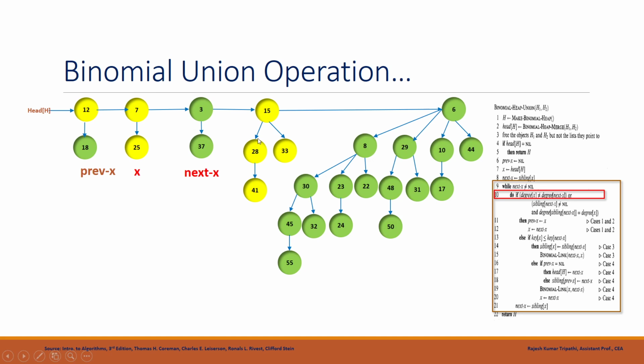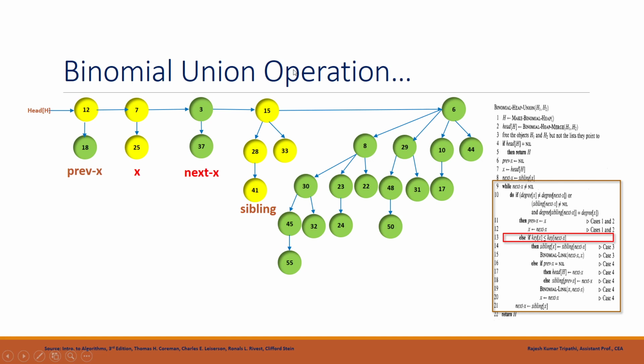So again you will check the degree of x and degree of next x. Both are the same. According to the condition it must not be equal, but it is equal. So what will we do? Again we will check the sibling of next x. This is the sibling of next x. Not equal to nil? Yes, it is not equal to nil because it is pointing to this one. So again you will check whether the degree of sibling of next x is equal to the degree of x. No, false. So what will we do? It means the previous two similar order binomial trees can be merged, can be linked. So we will reach here.